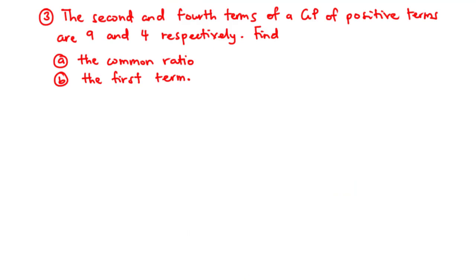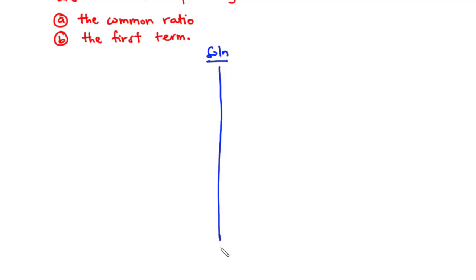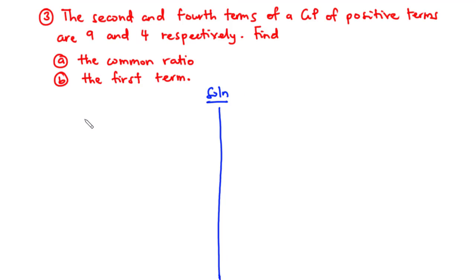So to example 3: the second and fourth terms of a GP of positive terms are 9 and 4 respectively. Find a, the common ratio, and then b, the first term. So from the question, we are told that the second term is 9 and then the fourth term is 4.